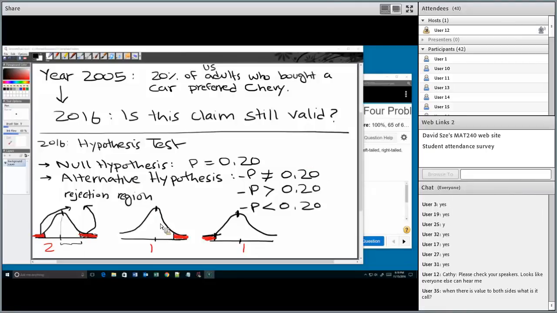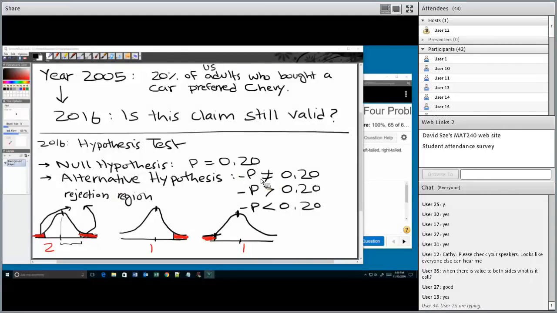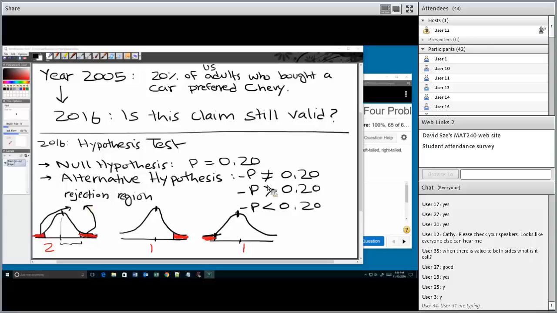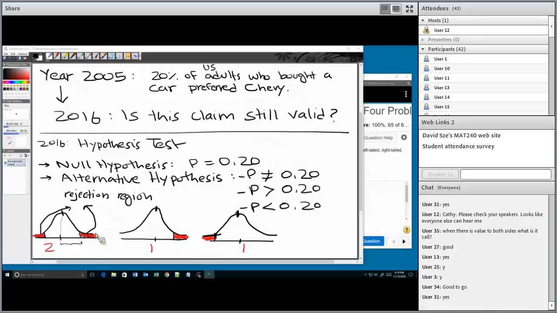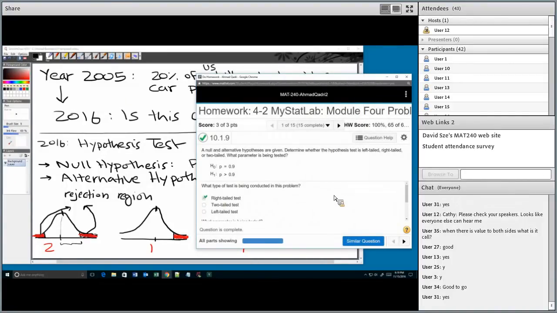All right, so can we get started? Does this make a little bit of sense? Why we have the null hypothesis, why we have the alternative hypothesis, how we have these three options for the alternative hypothesis, and how they relate to the two-tailed or the one-tailed test. This is good enough to start the homework assignment.